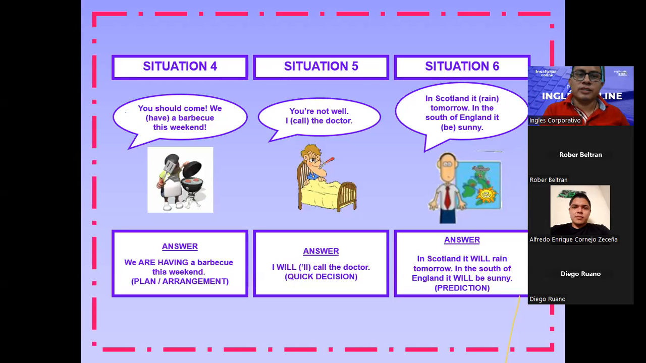Quick decisions. In Scotland, it rains tomorrow. In the south of England, it be sunny. So the answer is, I already gave it, it's a prediction. In Scotland, it will rain tomorrow. In the south of England, it will be sunny. Predictions, pero no hay evidencia, no hay certeza de que eso vaya a suceder. It's just a prediction, okay? Will is the best choice.